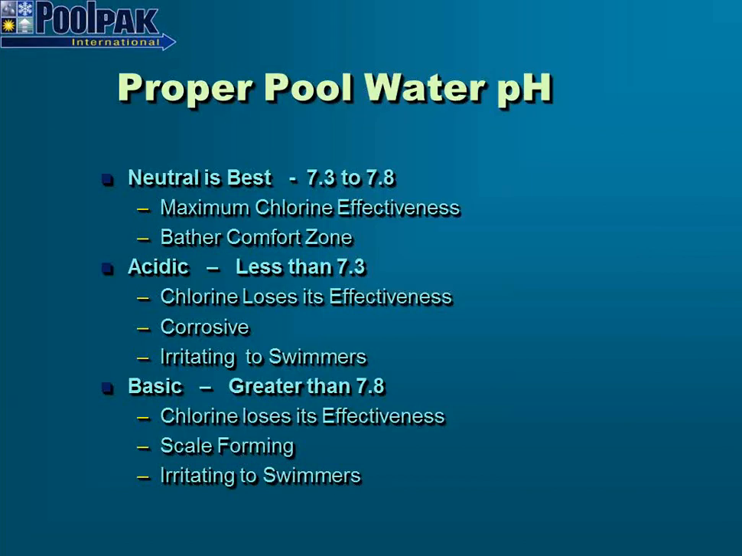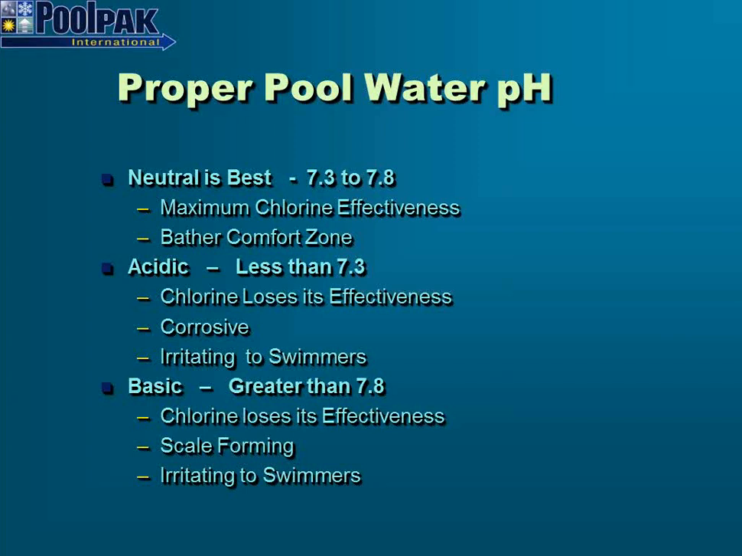Proper pH is another thing that the pool manager has to look at and monitor. Neutral is best. We need to remain in that 7.3 to 7.8 range, and that's where you get the most out of your chlorine, and that's where the swimmers are going to be most comfortable. If you get too acidic, you're going to use more chlorine because it isn't as effective in an acidic pool. It's also more corrosive and irritating to swimmers.